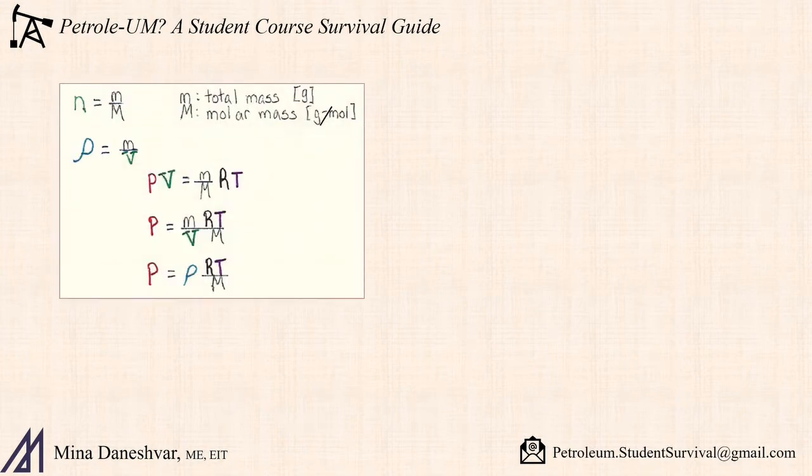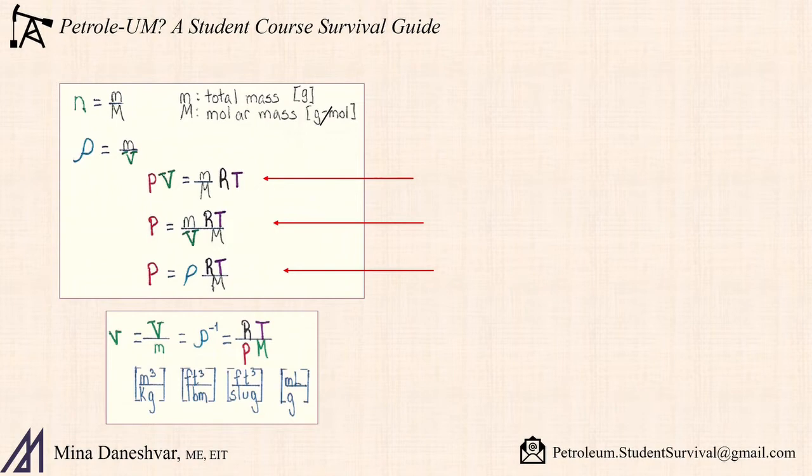The number of moles or amount of substance denoted by the letter n is defined as the total mass of a substance divided by its molar mass. So, the ideal gas law can be rewritten in terms of density by replacing n with its definition, then written to display density's definition, mass divided by volume, and finally, you have the ideal gas law in terms of density.